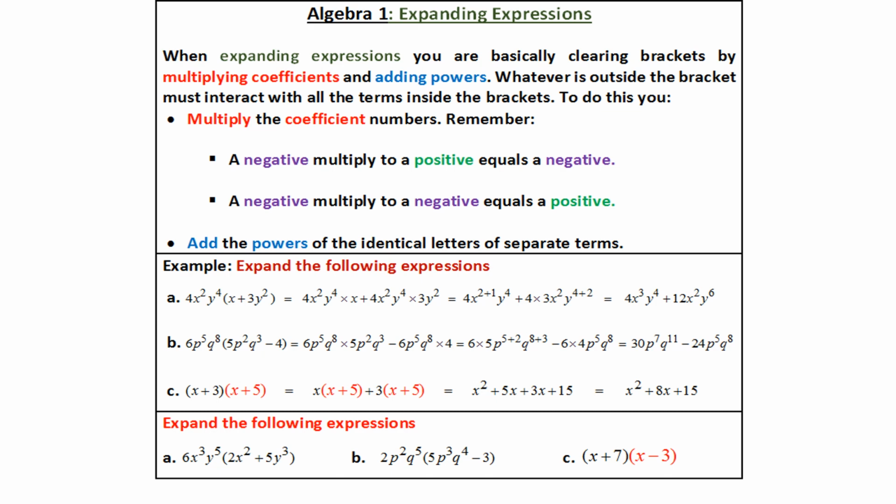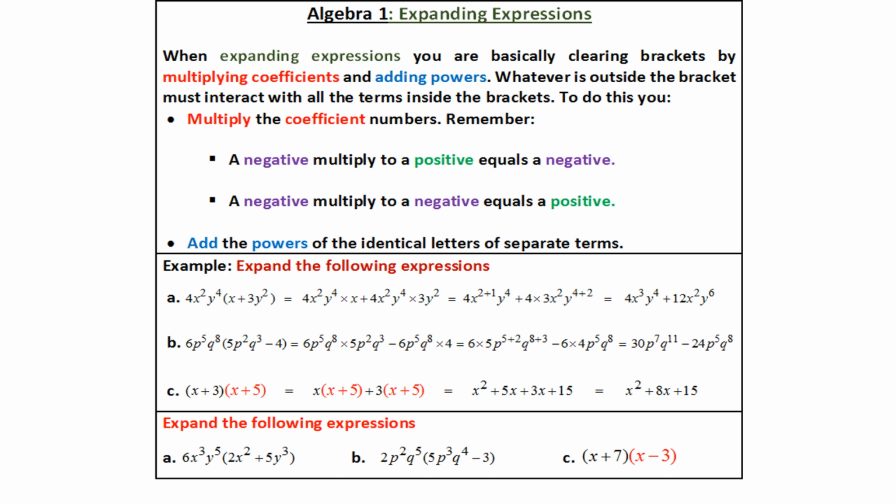Now when you're multiplying 6p to the 5 q to the 8 by negative 4, all you have is a negative 4, so you multiply negative 4 by 6 to give you negative 24. And then you have negative 24 p to the 5 q to the 8. P to the 5 q to the 8 remains the same. So you end up with 30 p to the 7 q to the 11 and a negative 24 p to the 5 q to the 8.